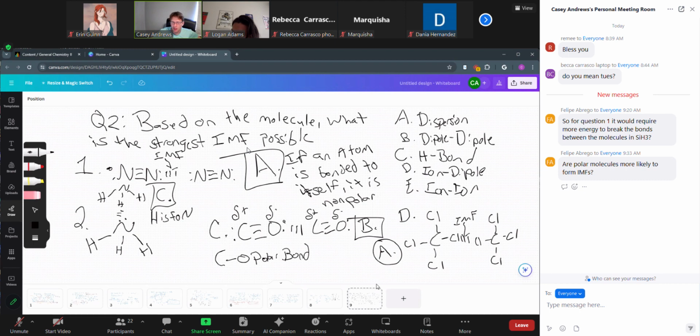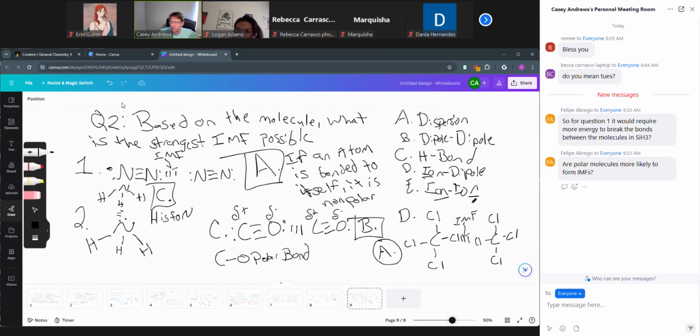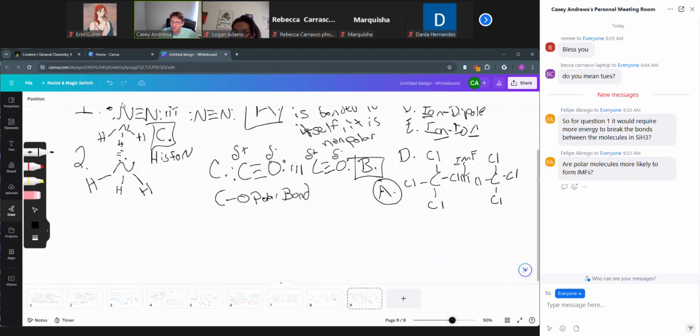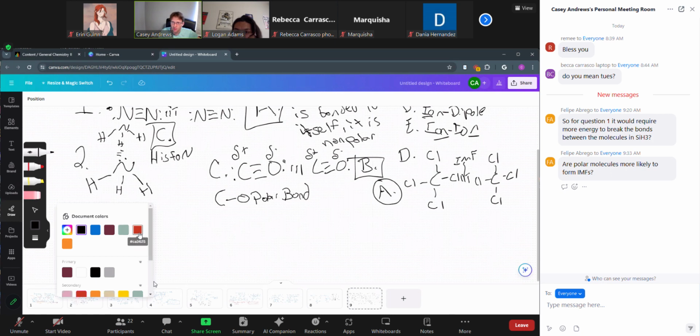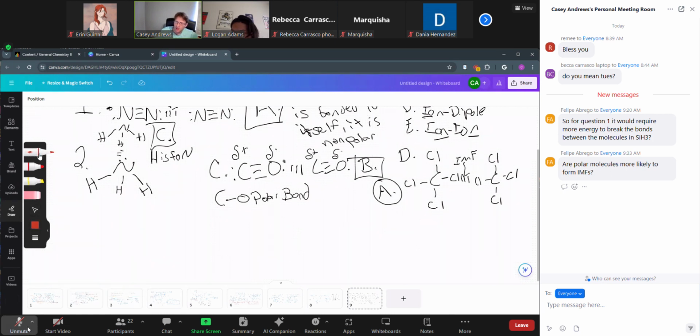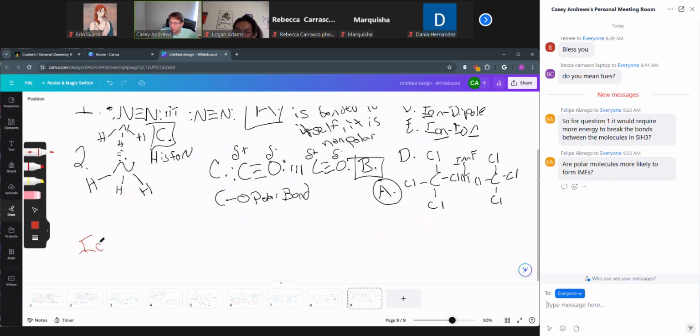Let me just talk about why D's wrong. Again, you cannot have ion interactions unless you have an ion. And let me just draw that so we're completely clear. If I was to give you an example of an ion, I would have to give you a little molecule and tell you its charge. So that's an ion.